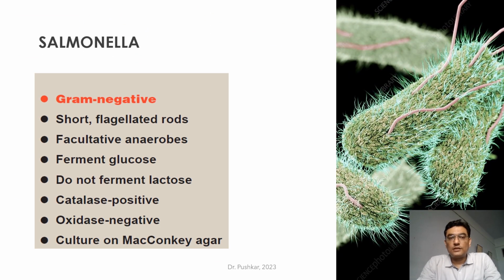So first of all, what is salmonella? This is salmonella. It is flagellated, of course, we can see, as well as rod shaped. It is gram negative, short, flagellated rods. They are facultative anaerobes and they ferment glucose. They do not ferment lactose. They are catalase positive. They are oxidase negative. And one most important thing is that they are cultured on MacConkey agar. So all these points are very important.